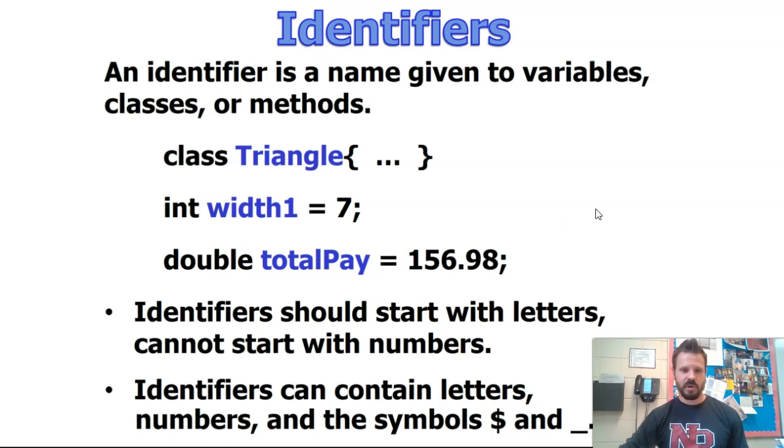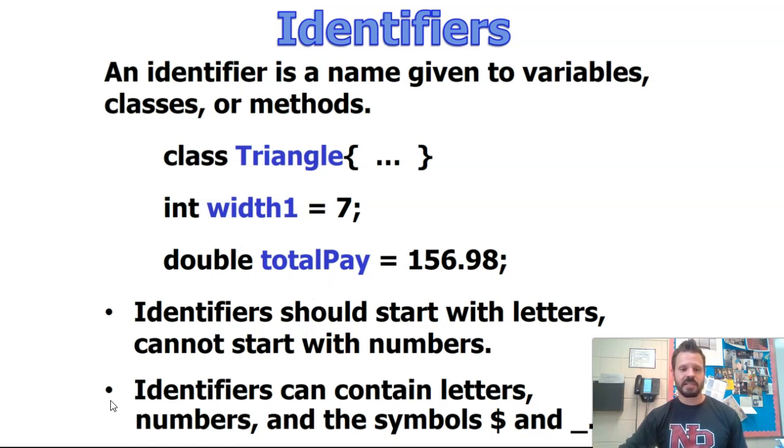We have some rules about identifiers. Identifiers should start with letters. They cannot start with numbers. Typically our classes will have capital letters at the beginning, whereas our variables will start with lowercase letters. In this case it would be camel case, where the first word starts with a lowercase letter, then each new word in that variable starts uppercase. Now that's convention. You don't need to follow that, but that's the way the AP test is written, so that's the way we're going to do things in class.